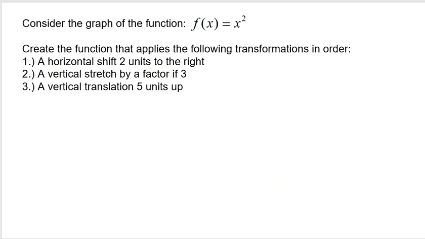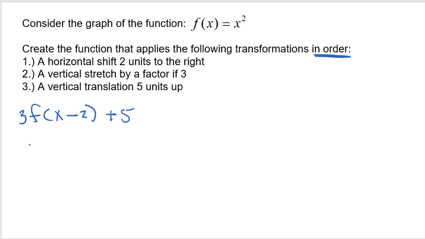All right, so let's do a couple more practice problems here. Now we've learned all the different transformations. I just want to really practice all of this. So consider the parent function f of x equals x squared, and we want to create a new function that applies the following transformations in order. The first thing we want to do is shift it 2 units to the right. So if I'm thinking about a function, 2 units to the right would be a -2 inside the function. And then we want a vertical stretch by a factor of 3. So vertical stretch would be multiplying the outside of the function by 3. And then we want a vertical translation up 5 units. That's going to be up 5 on the outside of the function.